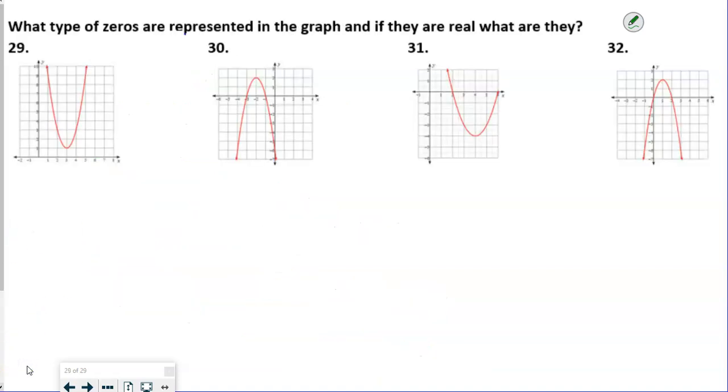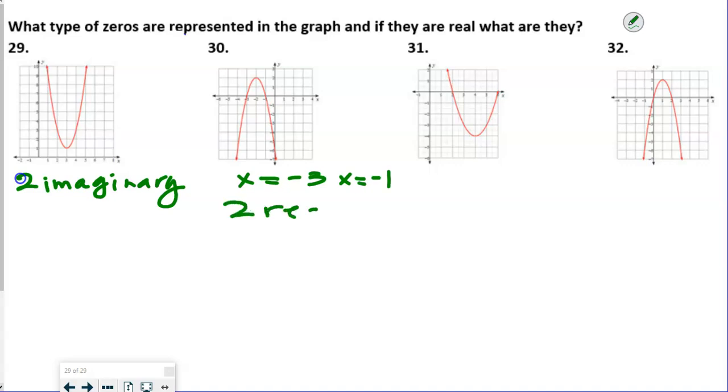So our last set of questions here ask us what type of zeros are represented in the graph, and if they are real, what are they? So first of all, the first one, 29, does not cross the x-axis, so this has two imaginary solutions, right? What about the next one? The next one looks to me like x equals negative 3 and x equals negative 1. So it's got two real rational solutions, right?